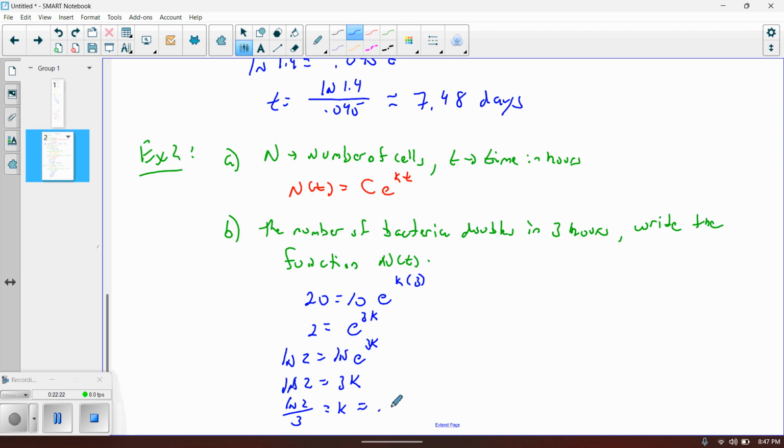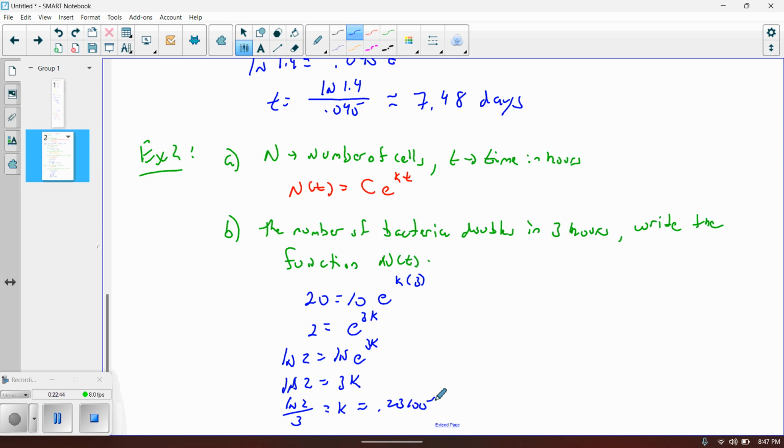It's approximately 0.23105. Now, if you are going to use a decimal, you need to use a bunch of decimals, because if you round these decimals for k as you go, if you round it to 2 spaces, the accuracy at the end won't be very long if you have to do more work with it.